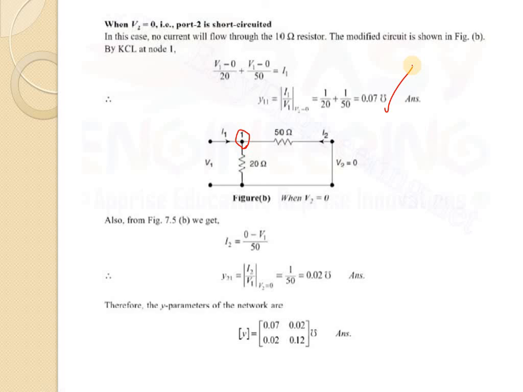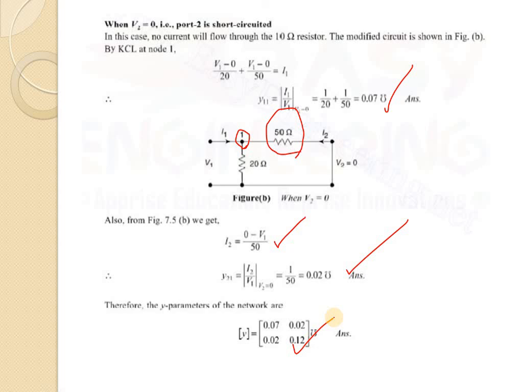Similar way we have done the calculation for finding I2 also, and it will be 0 minus V1 divided by 50. This branch current. So we are getting that I2 equals to this one. And Y21 equals to I2 by V1, that is 0.02 mho. So all the parameters we have calculated here, and the Y parameters are just like this.